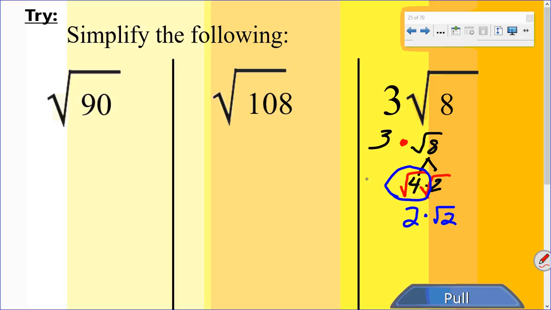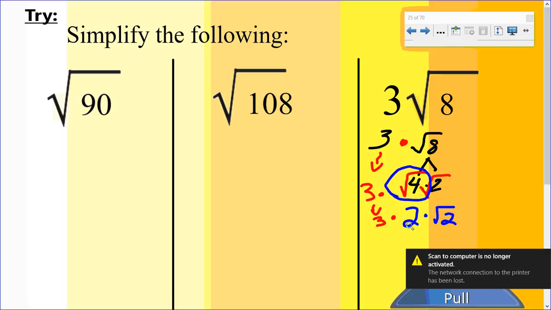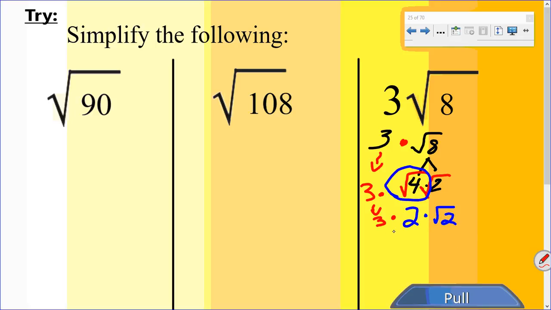Now if you remember, I have a 3 over here that I'm multiplying by the square root of 8, and 4 times 2 gave us 8. So I'm going to bring this down here. I have a 3 times 2 times the square root of 2. So 3 times 2 gives us 6, and I'm going to be multiplying that by the square root of 2. So my answer is going to be 6 square root of 2.